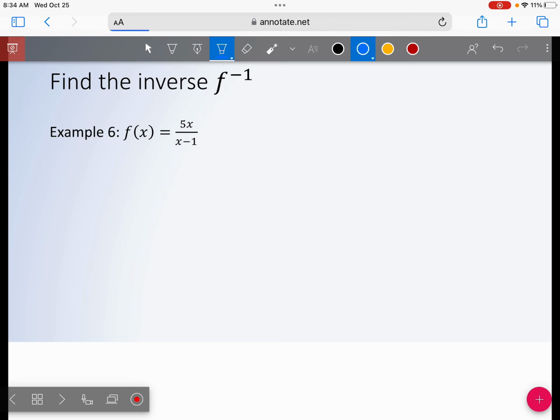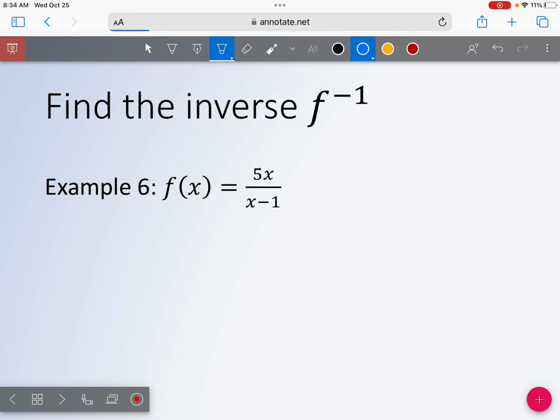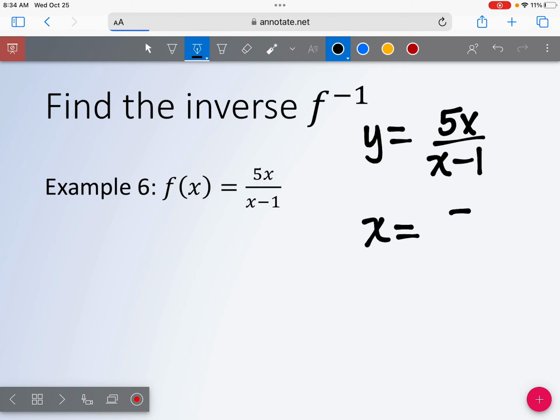So for our next one, this one gets a little bit more complicated because we have x in 2 different spots, which means we'll have y in 2 different spots. So I have y equals 5x divided by x minus 1. So x equals 5y divided by y minus 1. So now I have y in 2 different spots.